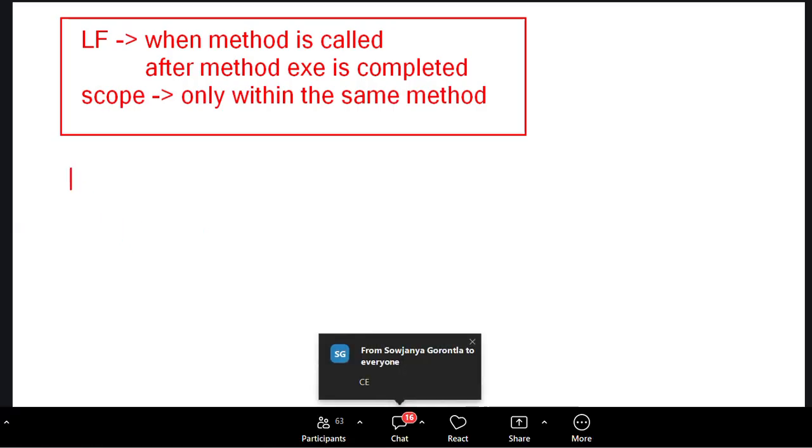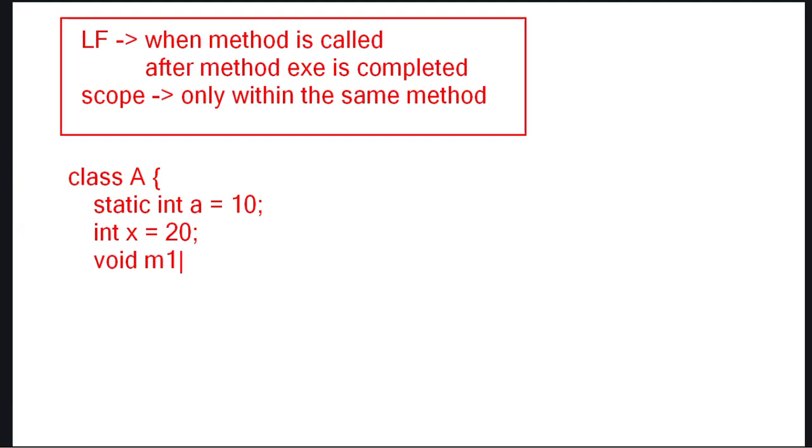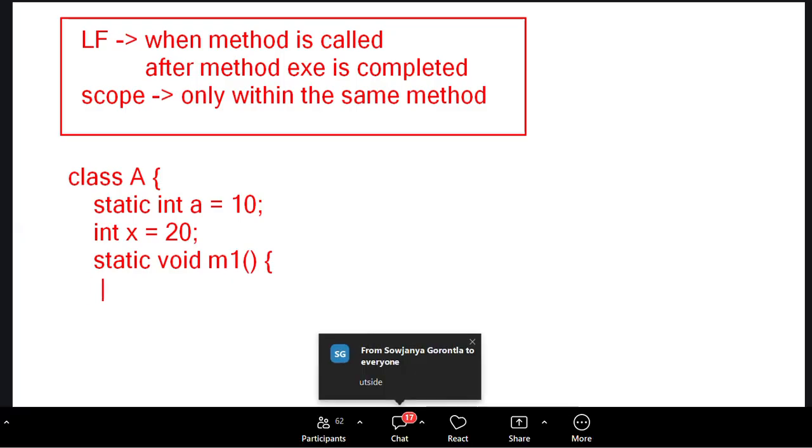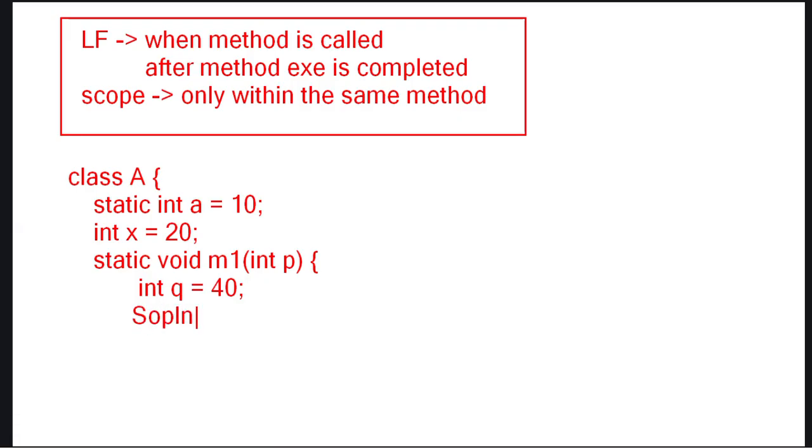For example, I'm writing one small program, class A. Here I'm creating static int a equal to 10, int x equal to 20. And tell me, these two are what variables? Static and non-static variables. Are they created inside a method or outside a method? Outside the method. Okay, then can I access them inside this method? I'm creating one parameter, int p, and I'm creating one local variable q equal to 40, and then inside this method I'm writing System.out.println of a.